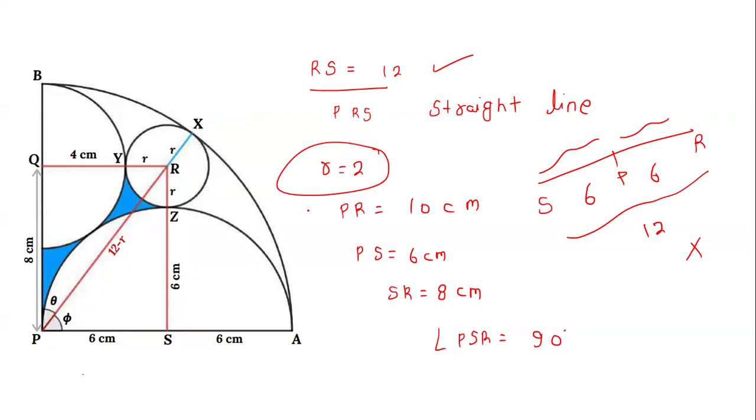And after assuming R is equal to 2, you can see that this PR will become 10 centimeter. This is 6 and this will become like 6 plus 2, 8 centimeter. So this is a Pythagoras triplet. So this is a triplet like, it is a right angle triangle's sides. So this angle will be 90 degree. We can easily see that.